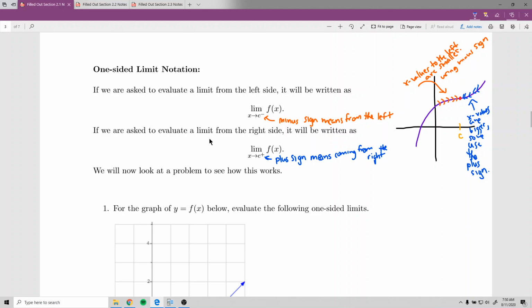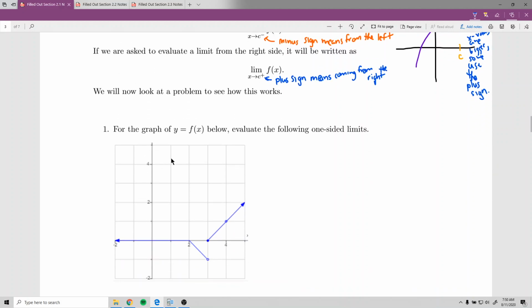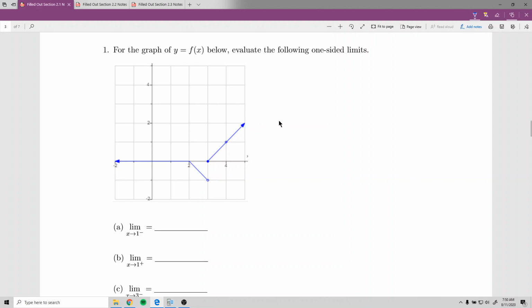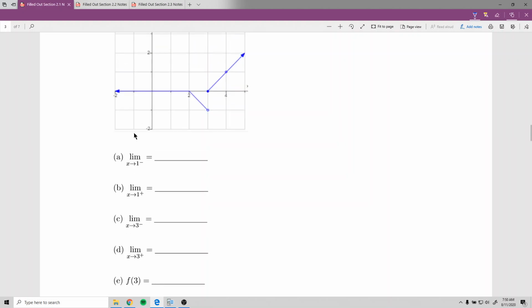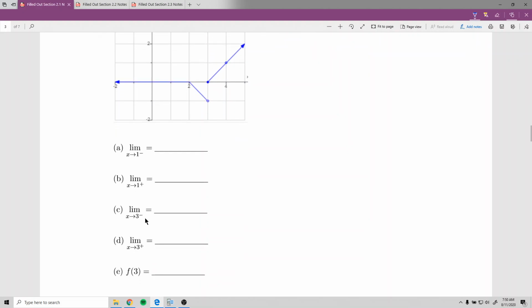All right, so we'll go ahead and look at a problem to see how this works. Once again, we'll just be talking about a picture for now. It says: for the graph of y equals f of x below, evaluate the following one-sided limits. So we have this picture, and I'll scroll down for a second so you can see what we want to figure out. We will have the limit as x goes to 1 from the left, the limit as x goes to 1 from the right, and then the same thing with 3. And at the end here we have a little extra to talk about, just as a reminder of function notation.